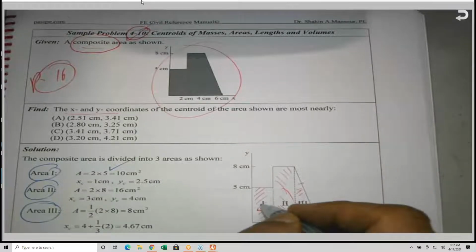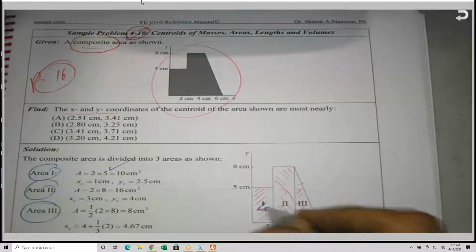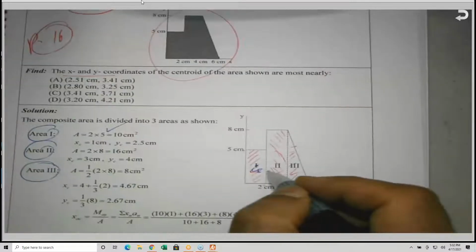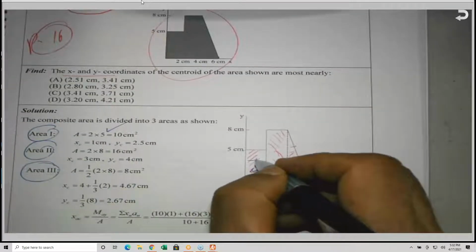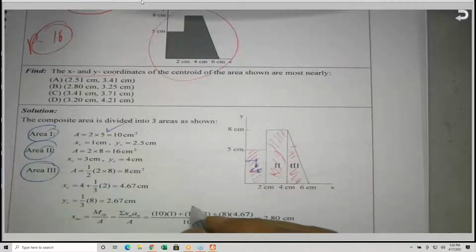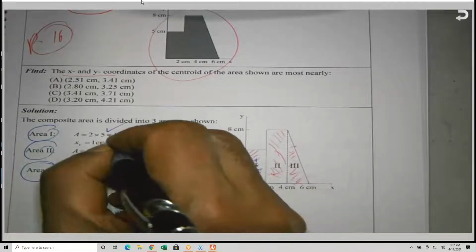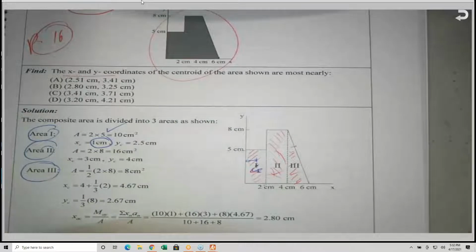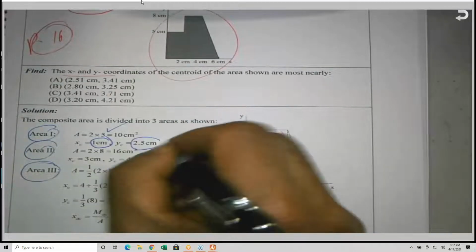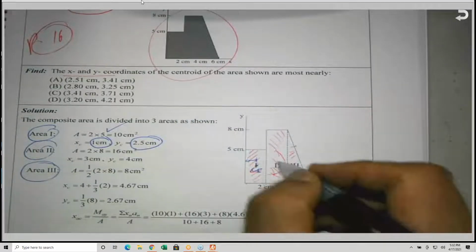Where is the centroid for this? The centroid is here in the middle. So I will call it C1, for example. The distance from here is called XC. So the XC is half of the 2 centimeters, which is 1. And this is 5, half is 2.5. And the same story with this.